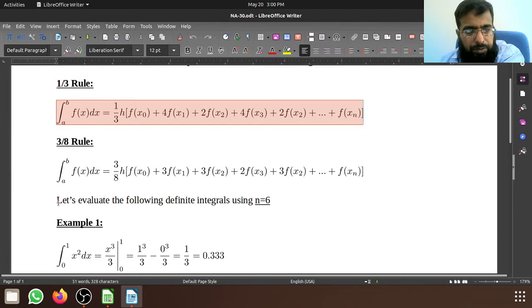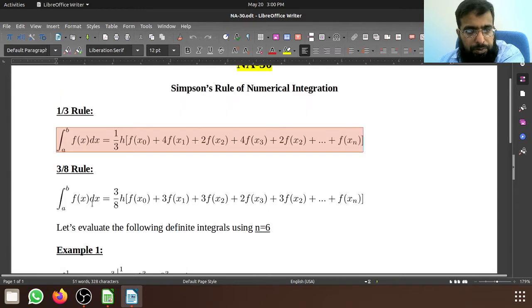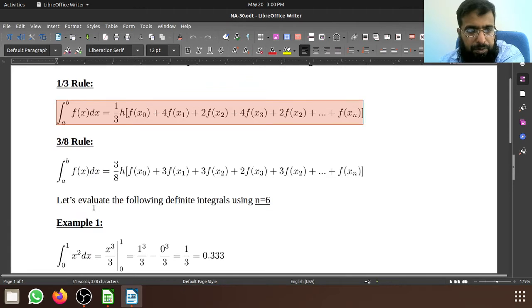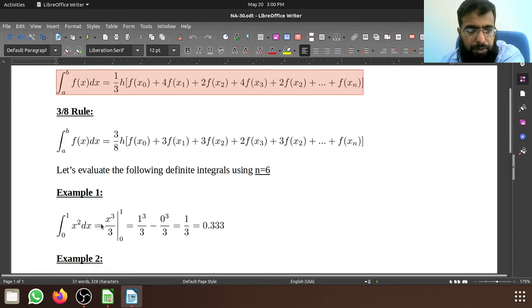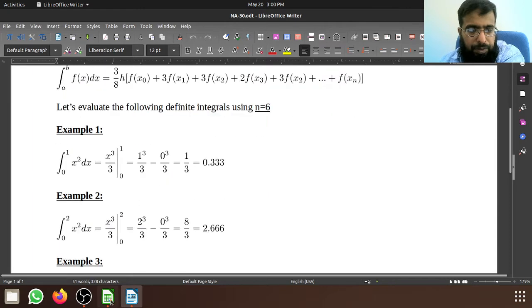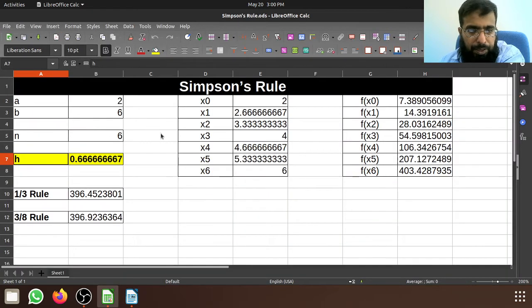Right, so in this lecture we are going to introduce to you a spreadsheet like Microsoft Excel or LibreOffice Calc, for example, to compute a definite integral using Simpson's rule. So we are going to develop a spreadsheet like this. This spreadsheet was prepared using LibreOffice Calc on Ubuntu, but you can use the same spreadsheet on Windows under Microsoft Excel.